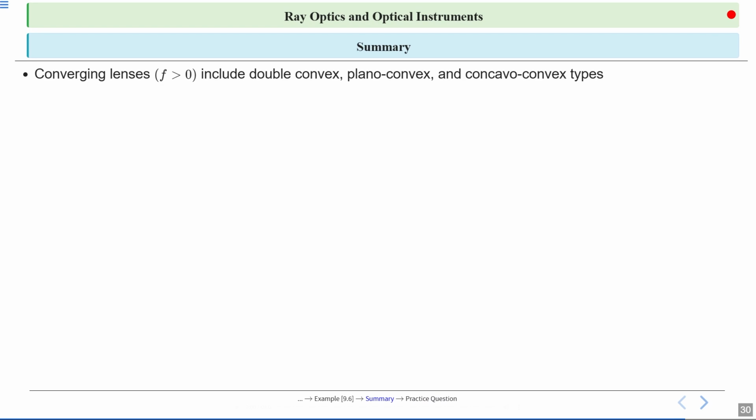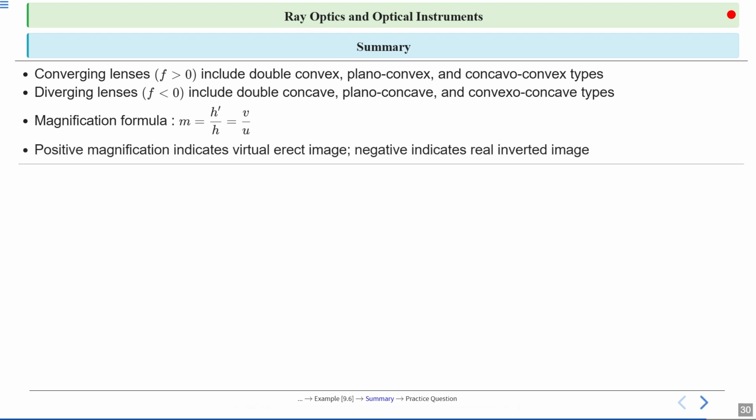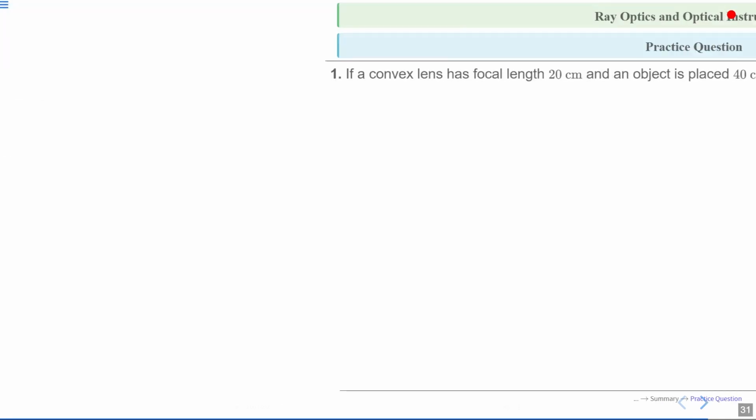Converging lenses, for which focal length is positive, include double convex, plano-convex and concavo-convex types. Diverging lenses, for which focal length is negative, include double concave, plano-concave and convexo-concave types. Magnification formula is m = h'/h = v/u for lenses. Positive magnification indicates a virtual and erect image, and negative magnification indicates a real inverted image.